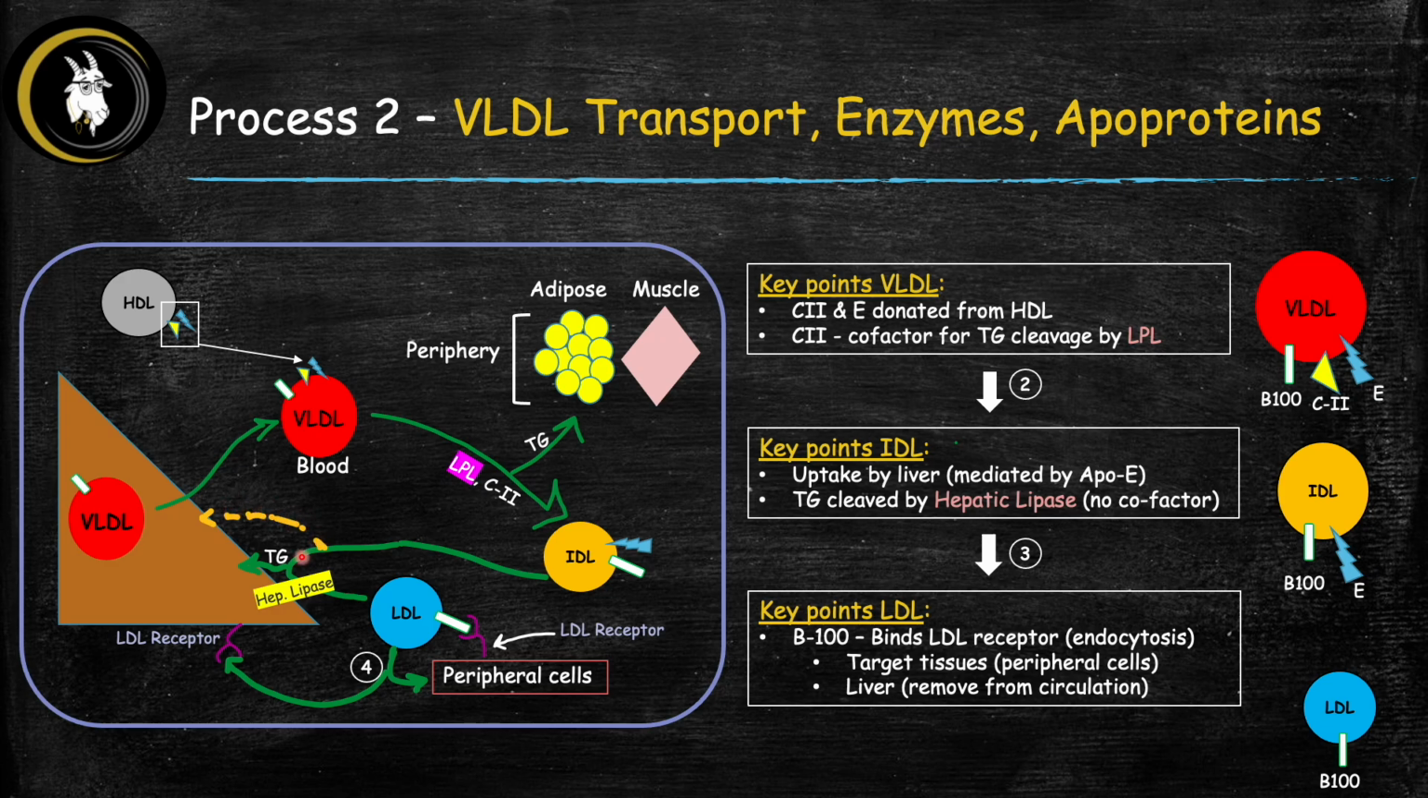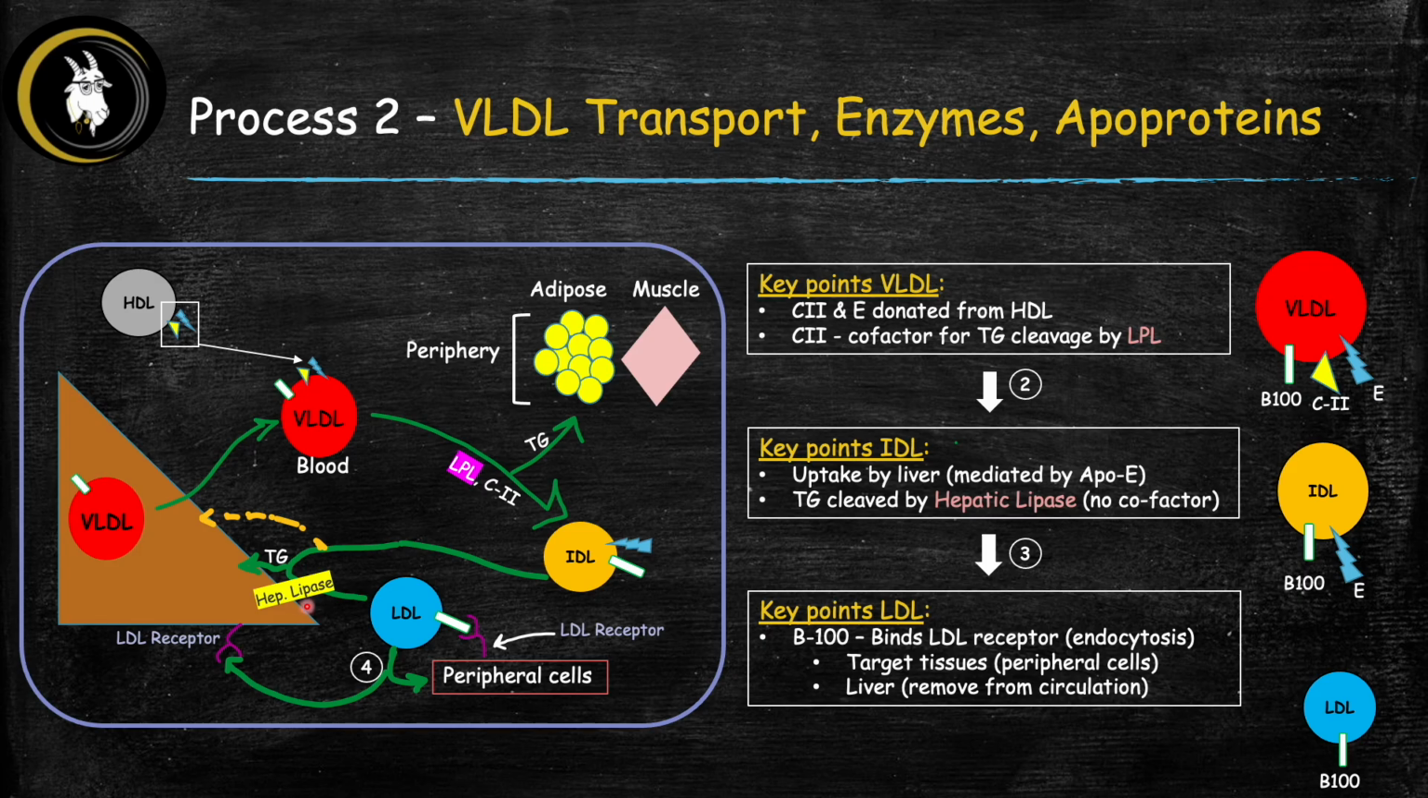And remember, the rest of the IDL that doesn't get taken up was going to be cleaved here. So the triglycerides were going to be cleaved off of it at the liver, and that's how IDL becomes LDL. And this cleavage of triglycerides is once again going to be mediated by a lipase, but this one is called hepatic lipase.